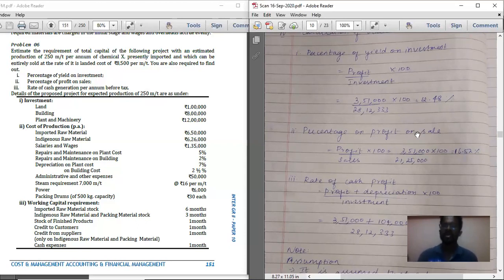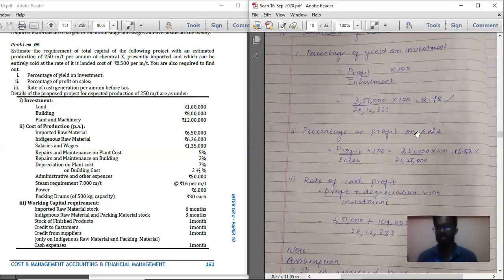So profit is 3,51,000 divided by 21,25,000 into 100. Here, sales is what we found by multiplying the total quantity into the rate per unit, per metric ton. So 3,51,000 divided by 21,25,000 into 100 is equal to 16.52%.